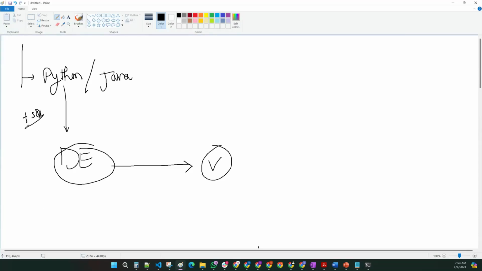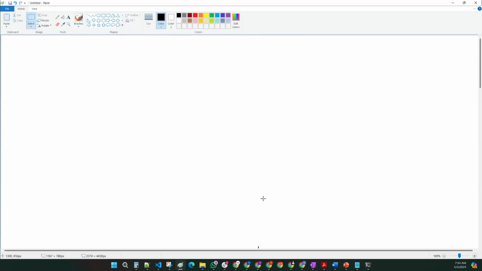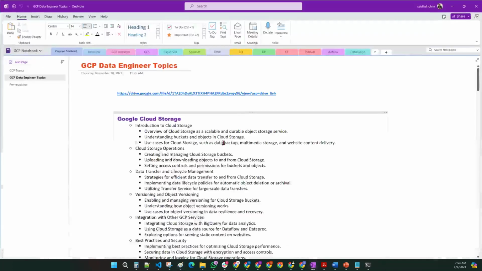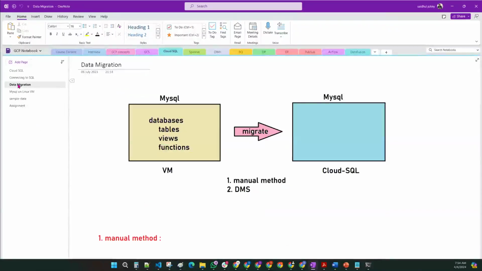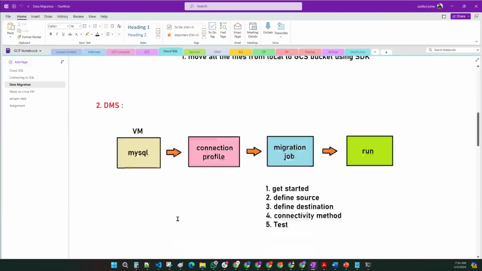In this course, are you going to give any basic idea on how to migrate databases from an existing database to GCP? Of course, you can see here that a data migration project from MySQL to Cloud SQL is there, with the manual method and the DMS method.